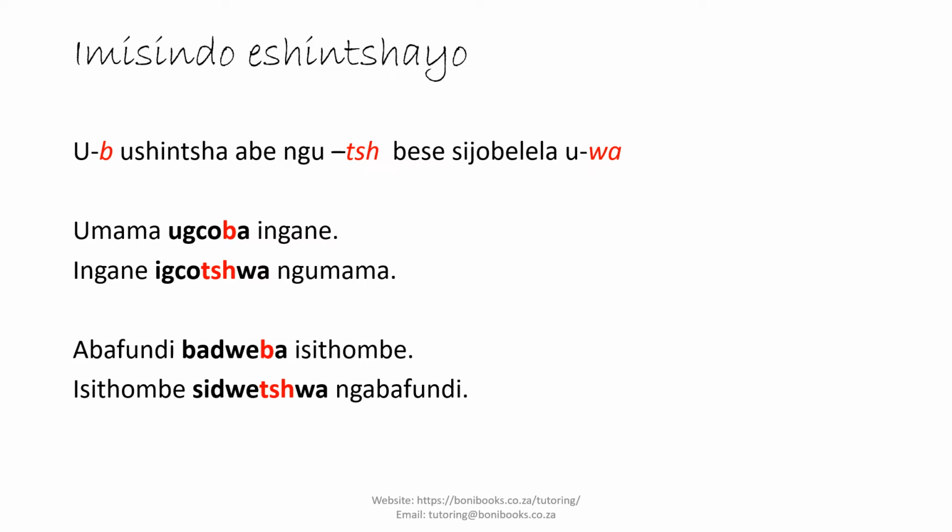Abafundi badweba isithombe. Isithombe sidwetshwa ngabafundi. Ba changes into ch, and then bese sifaka uwa, dweba sidwetshwa. So this is our second sound. The first sound we said mbo changes into nj. The second one is bo changes into ch. And then what's the next one?